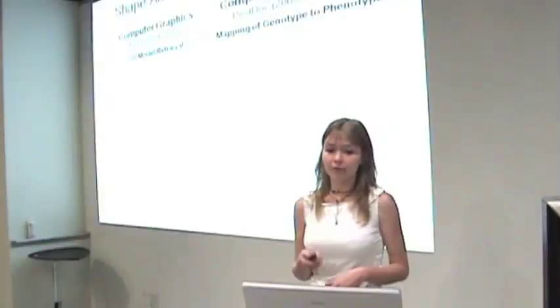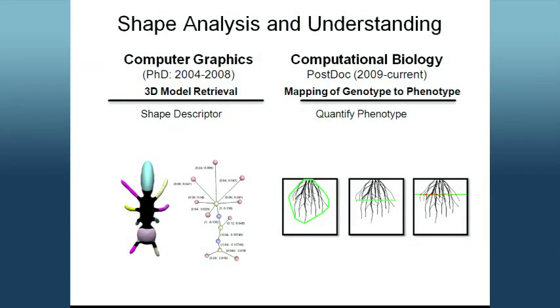In the first project, we tried to design some shape descriptor so that we can use it for shape retrieval purposes. In the other project, we are interested in computing different, we call them traits, different features of the shape that we can use to characterize, describe an object, which is a biological object, and in this particular project, it is root architecture of lentils.